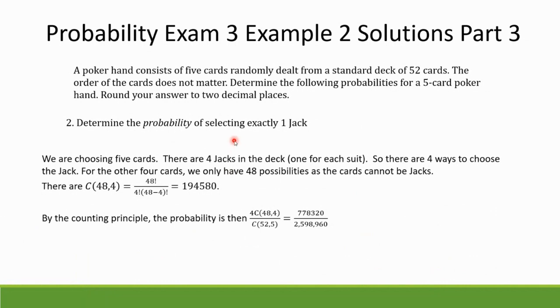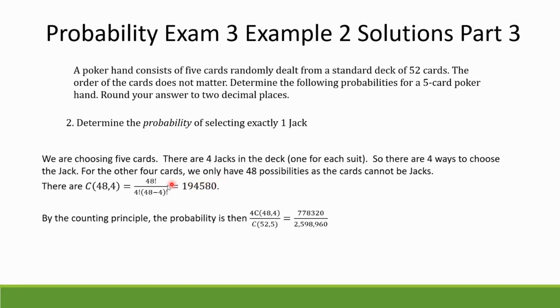So, how many ways can you do that? Well, remember there are 4 jacks altogether in the deck. So how many ways can we choose a jack? Well, there's only 4 ways because there's 4 jacks in the deck. We only want one of them. But since we only want one, the other 4 cards cannot be jacks, right? They have to be 4 cards from the remaining 48 possibilities.